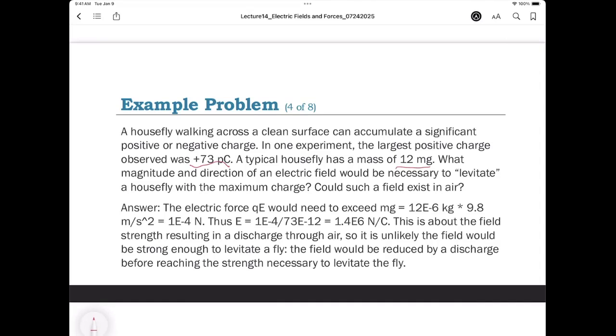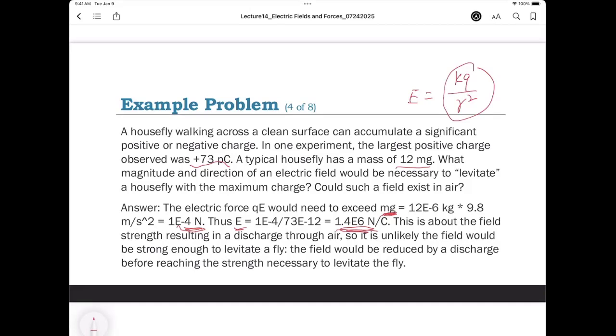We just use E equals KQ over r squared, and the electric force QE would need to exceed, actually equal, the weight mg. E equals this one, using this equation to calculate. This is about the field strength resulting in discharge through air. So it is unlikely the field would be strong enough to levitate a fly.